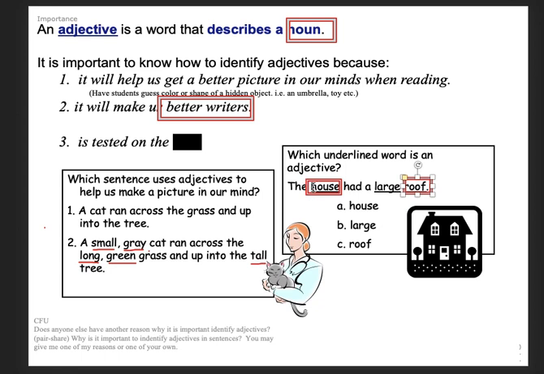I could even put another adjective here. I could make this sentence better. The yellow house had a large roof, but large is the adjective. Large is describing the roof. Did you see that? Large is describing the roof. Let me draw a little arrow. Large what? Large house? Maybe, but it's not talking about the house here. This is what it had, a large roof. So you would circle large if you had this paper. Large.